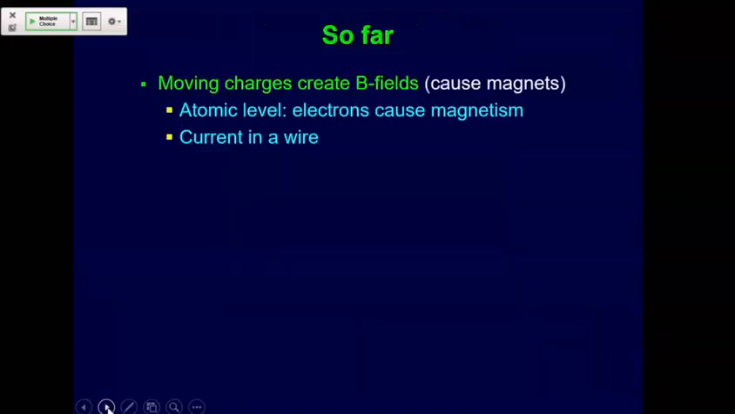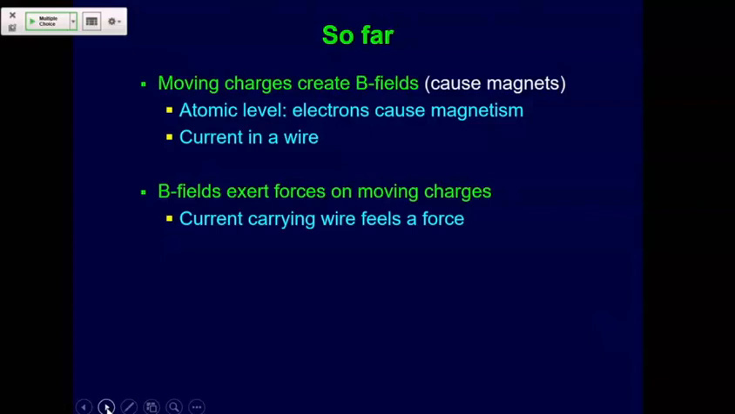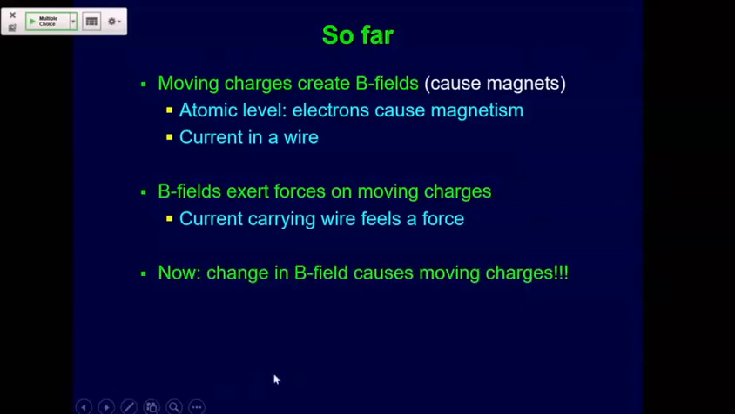All right, so far we've done a couple of things. We've talked about how moving charges create magnetic fields. We looked at the atomic level a little bit, also currents in a wire. And we looked at how B fields exert forces on moving charges, so current-carrying wire fields of force. So charges and magnetic fields seem to be intertwined. And now we're going to complete everything and show a pretty important thing: that a change in a magnetic field causes moving charges. So sort of completing this circle.